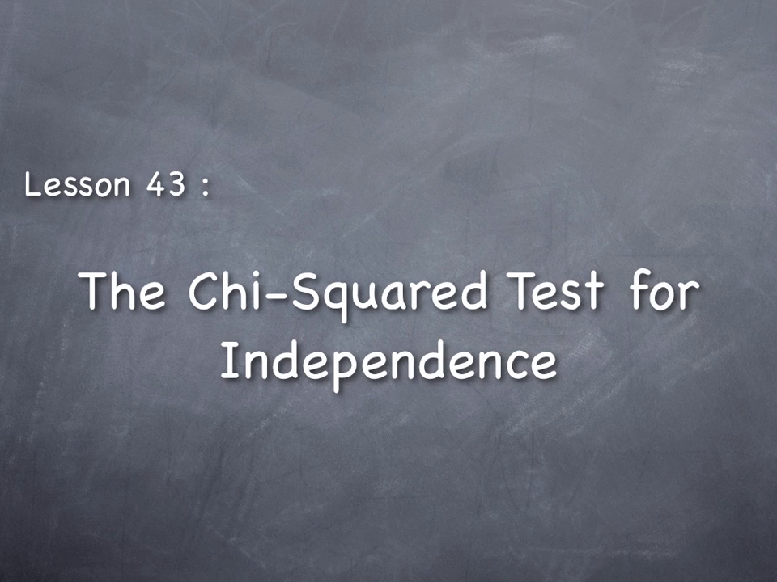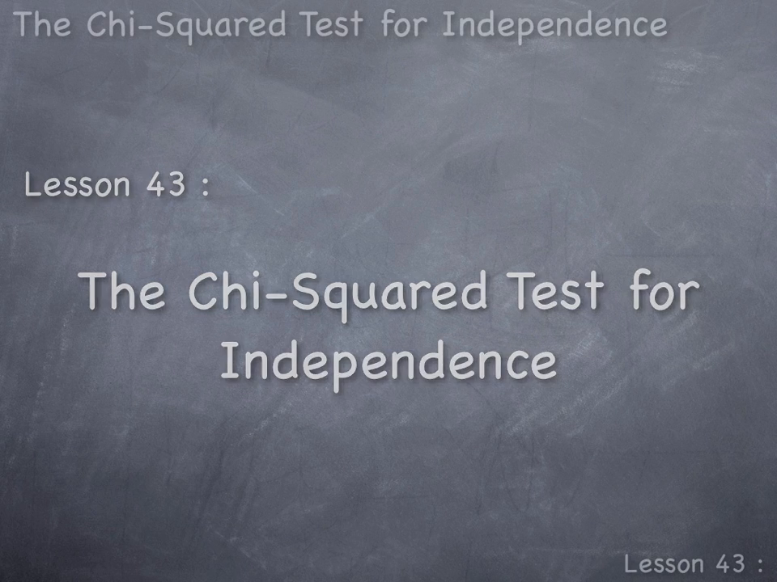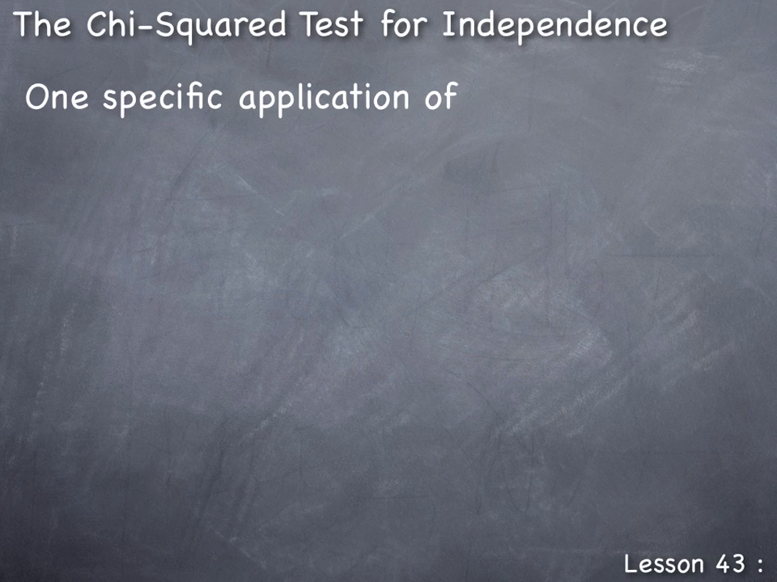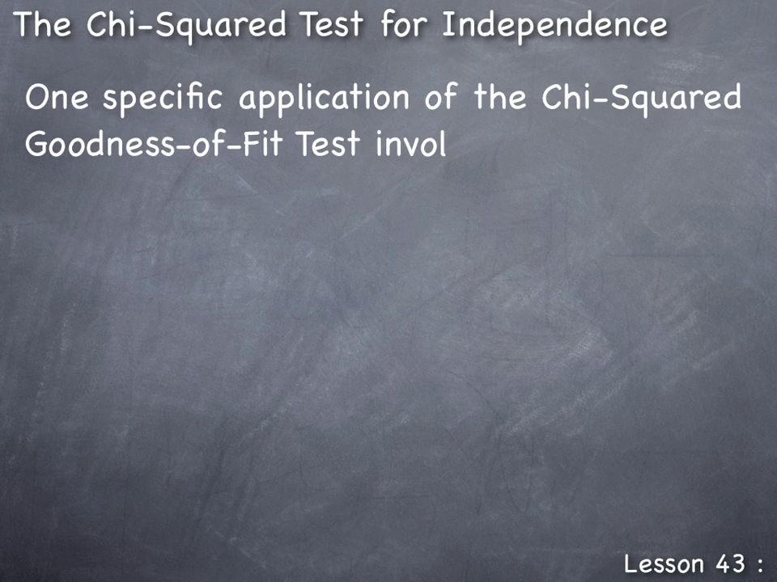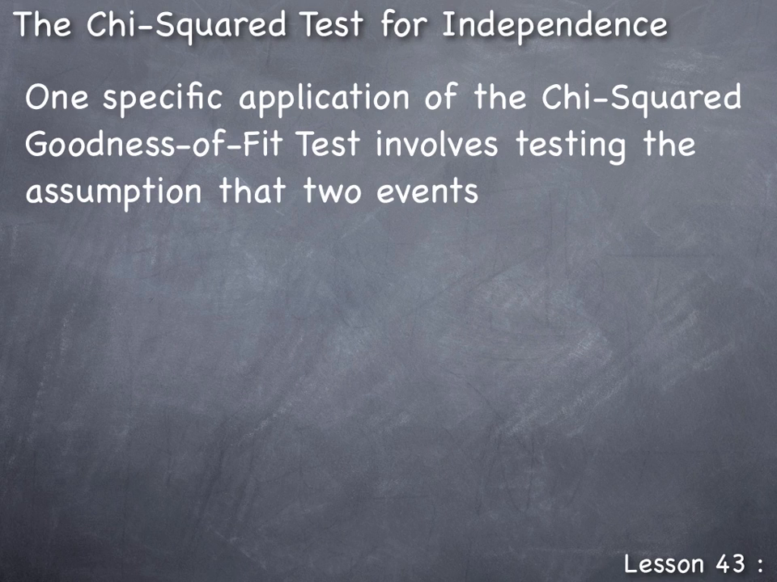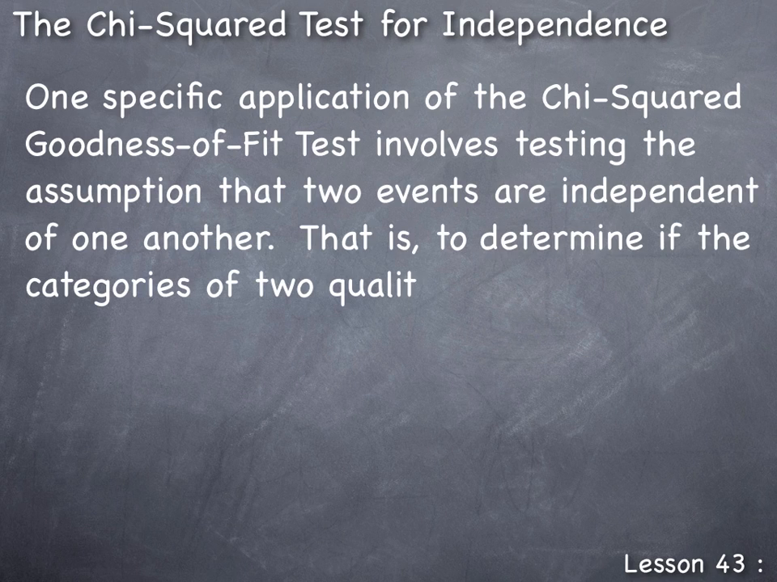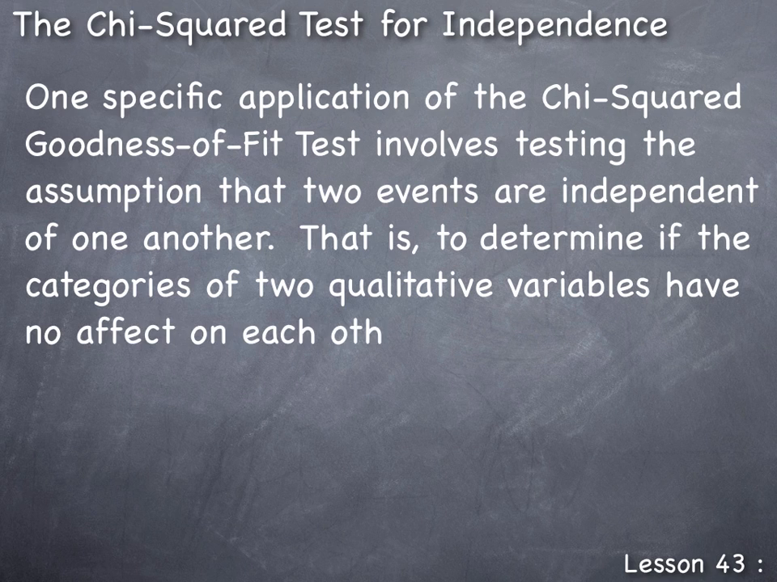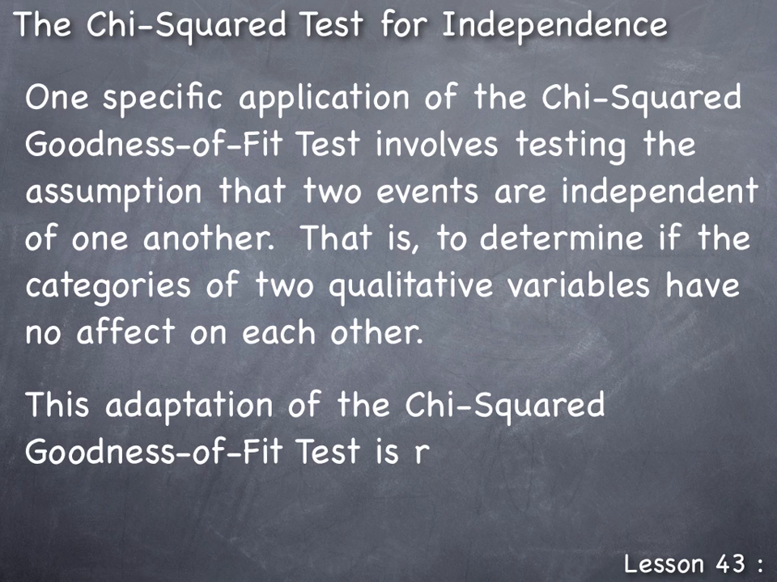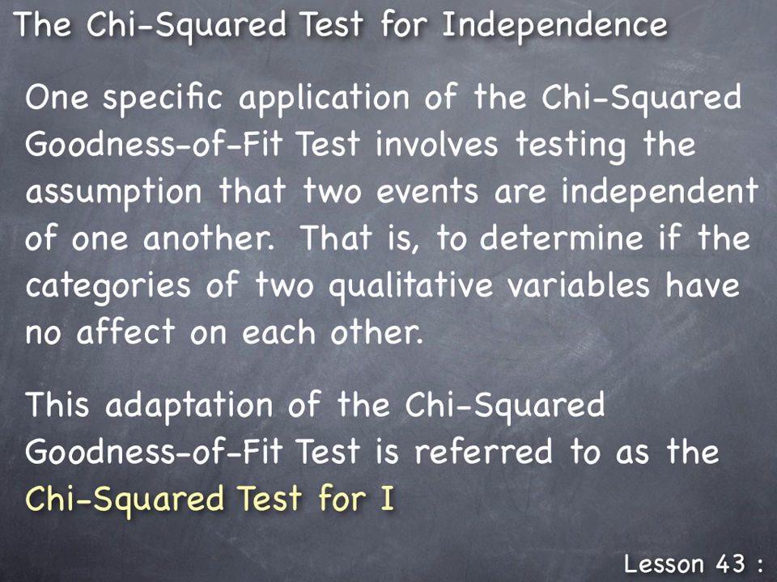Lesson 43, the chi-squared test for independence. One specific application of the chi-squared goodness of fit test involves testing the assumption that two events are independent of one another. That is, to determine if the categories of two qualitative variables have no effect on each other. This adaptation of the chi-squared goodness of fit test is referred to as the chi-squared test for independence.